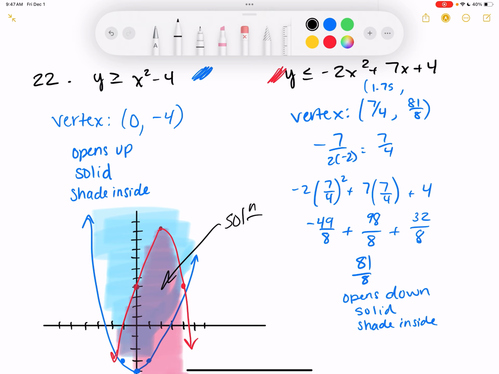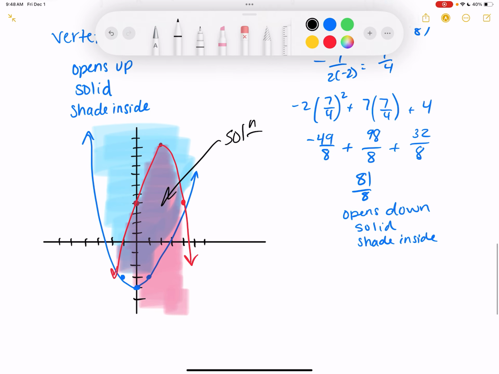Which one is facing that way? The red one is the second one. The blue one is the first one. I thought that would be shaded on the outside. But it's less than. But wait, it opens down. It's less than, but it opens down. So that means where y is smaller. Correct. That's why sometimes it's easier to just wait till you can visualize it, because it can be a little confusing.